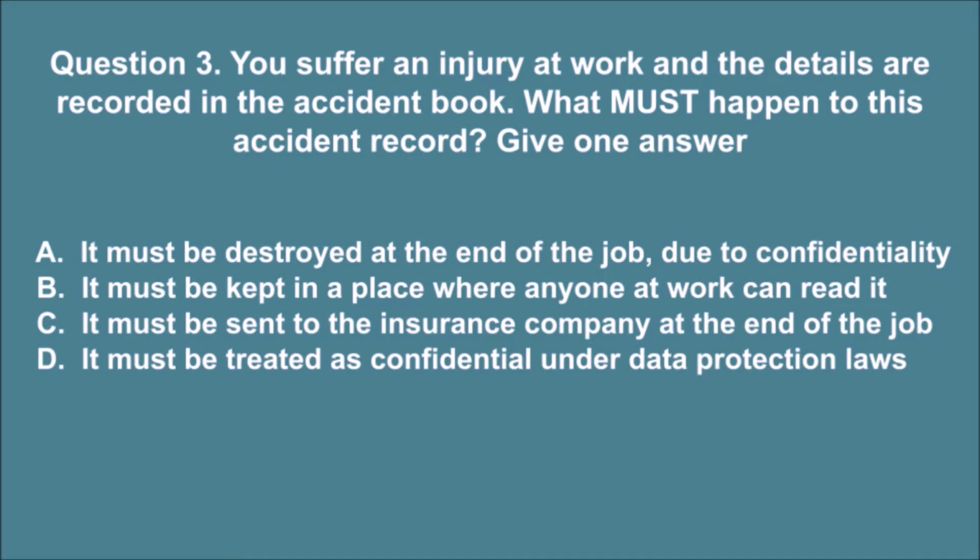Question 3. You suffer an injury at work and the details are recorded in the accident book. What must happen to this accident record? Give one answer. A. It must be destroyed at the end of the job, due to confidentiality. B. It must be kept in a place where anyone at work can read it. C. It must be sent to the insurance company at the end of the job. D. It must be treated as confidential under data protection laws. The correct answer is D.